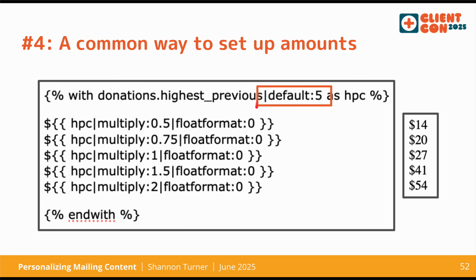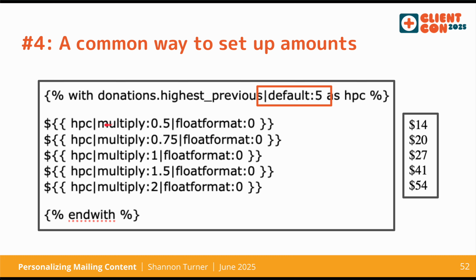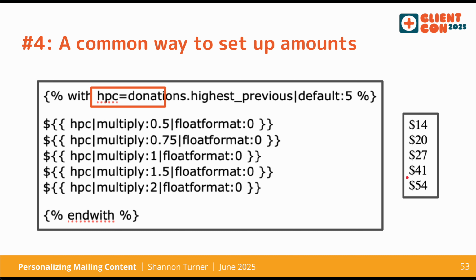And since you're applying the default 5 filter to everything, you can see here it's going on all of these, we can actually move that up to the with tag, which makes the rest of these snippets a bit shorter. Notice that the results are always the same here. So here's another syntax of the tag that's also valid. You might also see this. So instead of with donations.highestprevious as HPC, this says with HPC equal to donations.highestprevious. They do exactly the same thing.